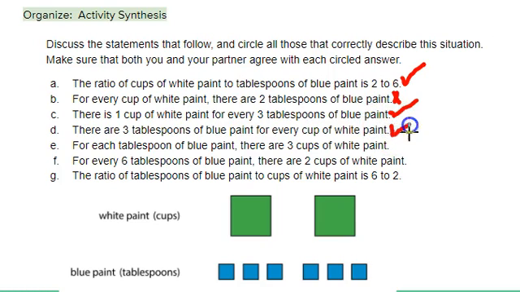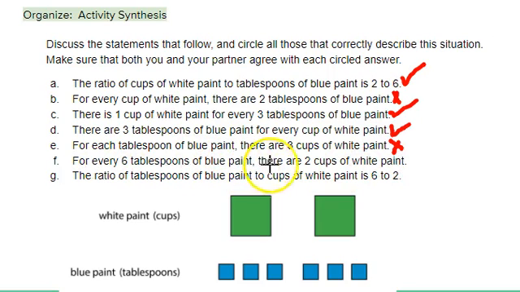And the reason why I'm going to say kind of is here we've got the white paint listed first before the blue paint. So really, we should be going with the 2 cups to the 6 tablespoons, that kind of way. But this still does talk about the ratio in a way that would help us understand. What about for each tablespoon of blue paint, there are 3 cups of white paint? Yeah, no, that is not at all what we have here.